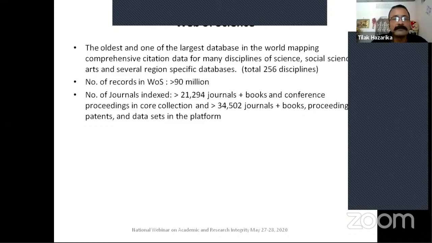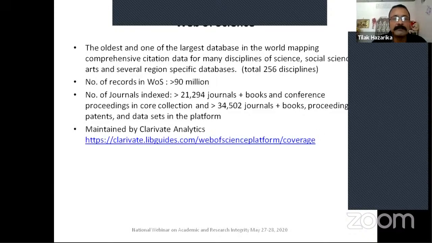The number of journals is a brief description of the Web of Science coverage: 21,294 journals. That is yesterday's data. Books and conference proceedings number more than 34,000, and there are some patents and other data sets on the platform. Book reviews are also one of the very important features included in the Web of Science databases. We may have reviews of recently published books in my own field of interest.